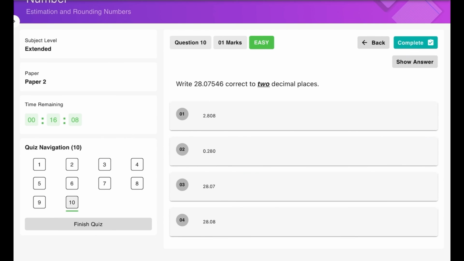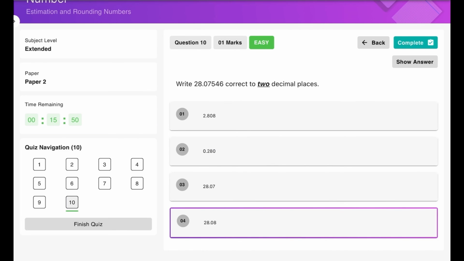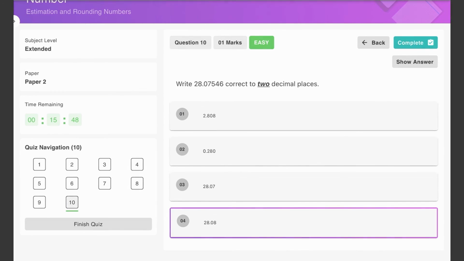And finally, write 28.07546 correct to 2 decimal places. We look at the third decimal place number and we can see that it's a 5. That's going to make us round up. So the answer is going to be 28.08. And that brings us to the end of this lesson. Join us for the next one.